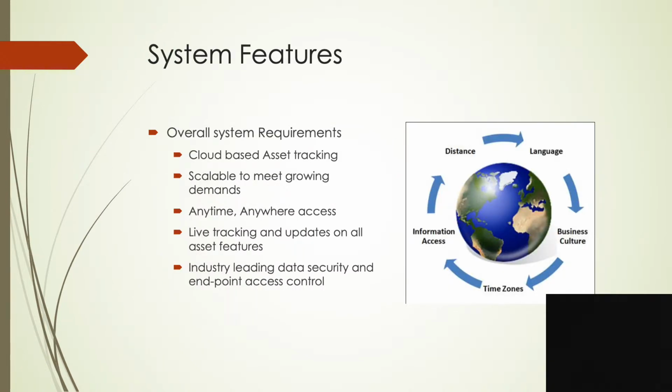The features extracted from the user stories included overall system requirements, front-end and back-end features. The overall system requirements included the implementation of a cloud-based asset tracking system, which will be easily scalable to meet demands of a growing company. The system will require anytime, anywhere access to meet the global reach of logistics business projects, and this will include live tracking and updates to the information in regards to asset management.